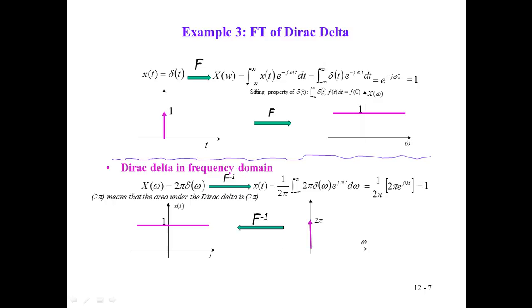So by looking at these four figures, we observe a symmetry here: the Fourier transform of δ(t) is 1, and the Fourier transform of 1 is 2π times δ(omega).